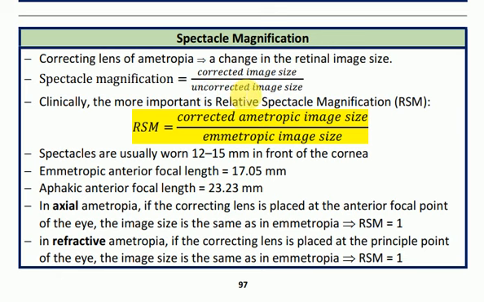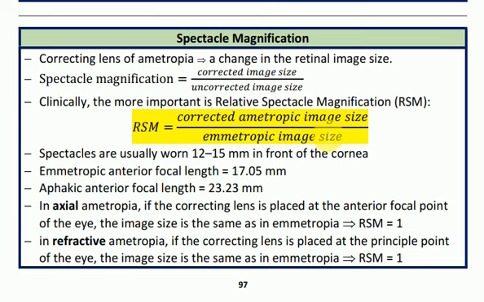Clinically, it is more useful to compare the corrected ametropic image size with the emmetropic image size. This ratio is known as relative spectacle magnification: corrected ametropic image size divided by emmetropic image size. In axial ametropia, if the correcting lens is placed at the anterior focal point of the eye, the image size is the same as emmetropia. The RSM is therefore unity.